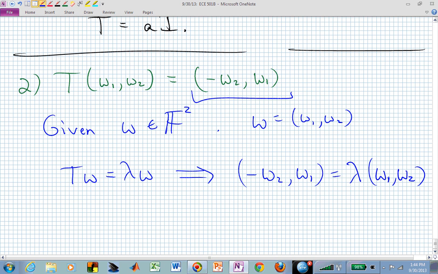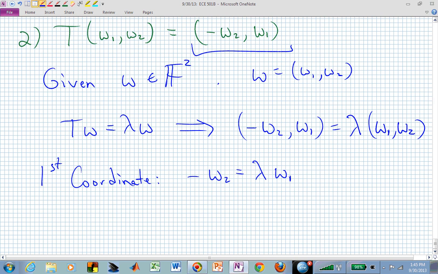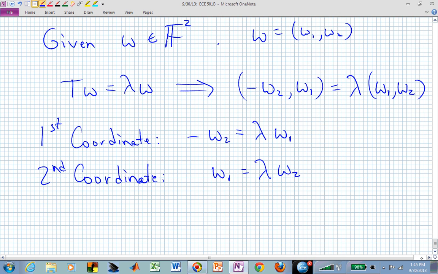And that's linear map. So now what does that show? Well, now we simply look at the two different coordinates. If we look at the first coordinate in this relationship, we really have two equalities here. We have minus W2 is equal to lambda omega 1, and the second coordinate in this equality says that omega 1 is equal to lambda omega sub 2.